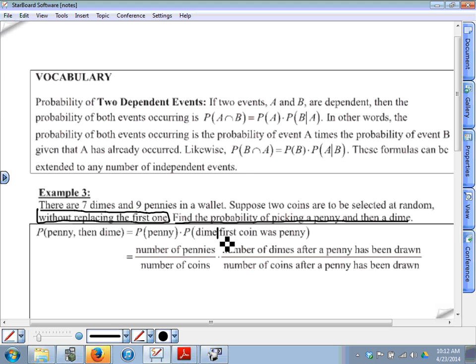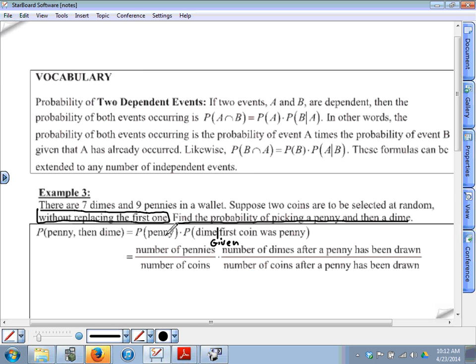This little line right here, I want you to write underneath, if you can, real small, that line means a given. Find the probability of choosing a dime given that the first coin was a penny. If you choose a penny, what's the chance that you then choose a dime?